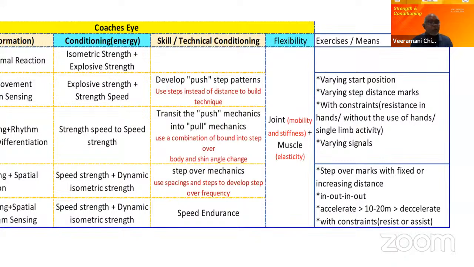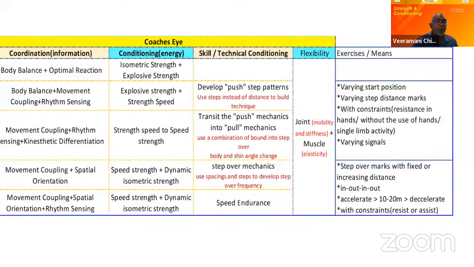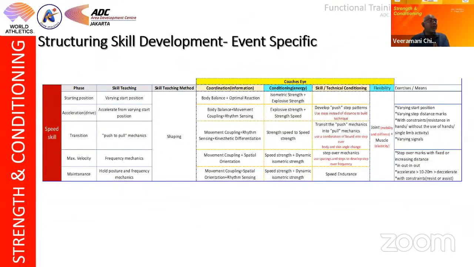And then we move down, we have step over for fixed markers or increased distance, ins and outs, okay, to develop speed maintenance, and of course, acceleration, high speed and deceleration. With constraints like resistance and assistance runs can help us in our exercise. So this is how you can put together your own templates of how you want to develop your athletes, so that at least you know exactly what you are targeting, and then from there you can dive deep.